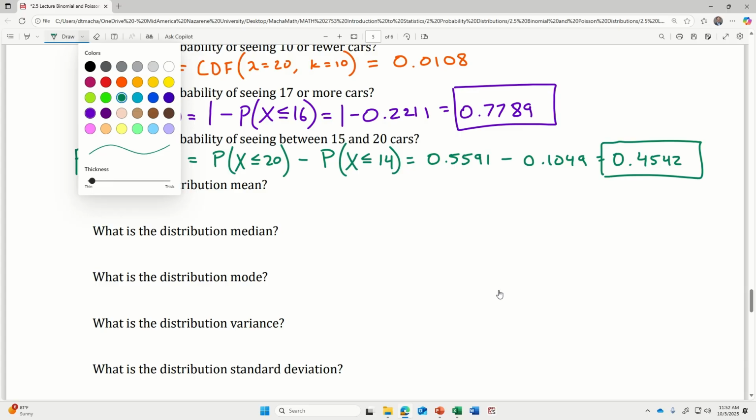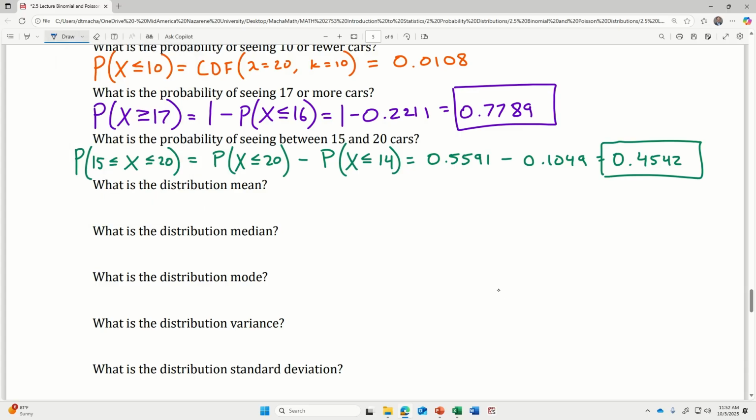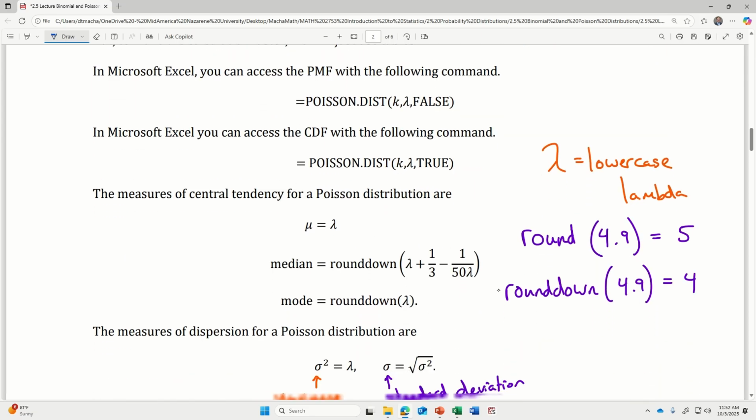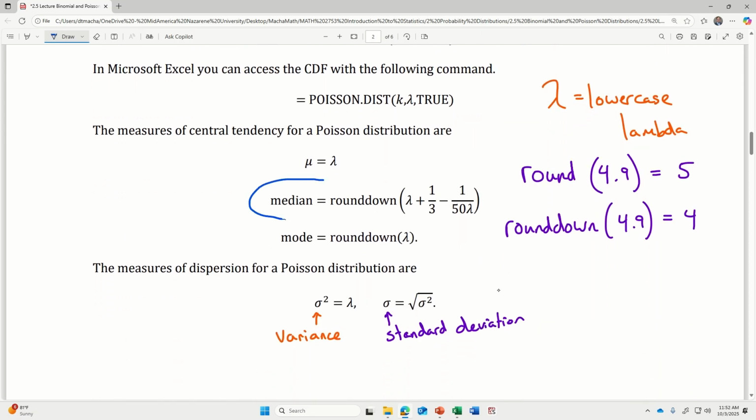And those are the hard problems. Everything up next is pretty easy. You just have to have the formula written down on your notes page and then plug the stuff into the formula. Like, what does the distribution mean? Well, that's just lambda. That's just my expectation. What is the distribution median? I'll tell you, it's probably 20 for the Poisson distribution. But we'll go ahead and use the exact formula, which says round down lambda plus a third minus 1 over 50 lambda.